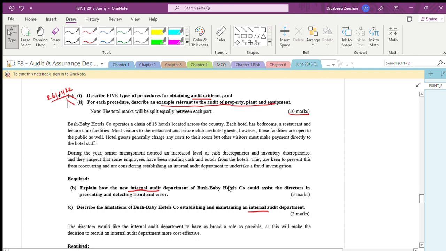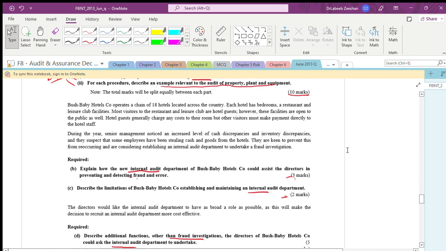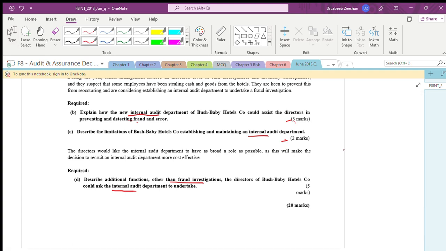Explain what they are asking you: explain how the new internal audit department, Baby Bush Hotels, could assist the directors in preventing fraud and error. Describe the limitations of establishing and maintaining internal audit department. 3 marks and 2 marks. Okay, fine. And describe additional functions other than fraud the directors of Bush Limited can do in the internal audit.